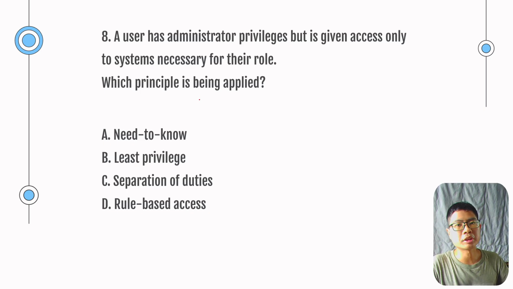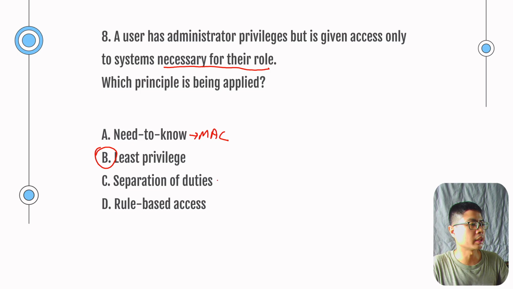Okay, looking at the last question, question 8. A user has administrative privileges but is given access only to systems necessary for their role. And we look at the keyword here, it's only things that are necessary for their role. So immediately this is something where we are looking at least privilege. Why is it not need to know? Because need to know is a lot of MAC.